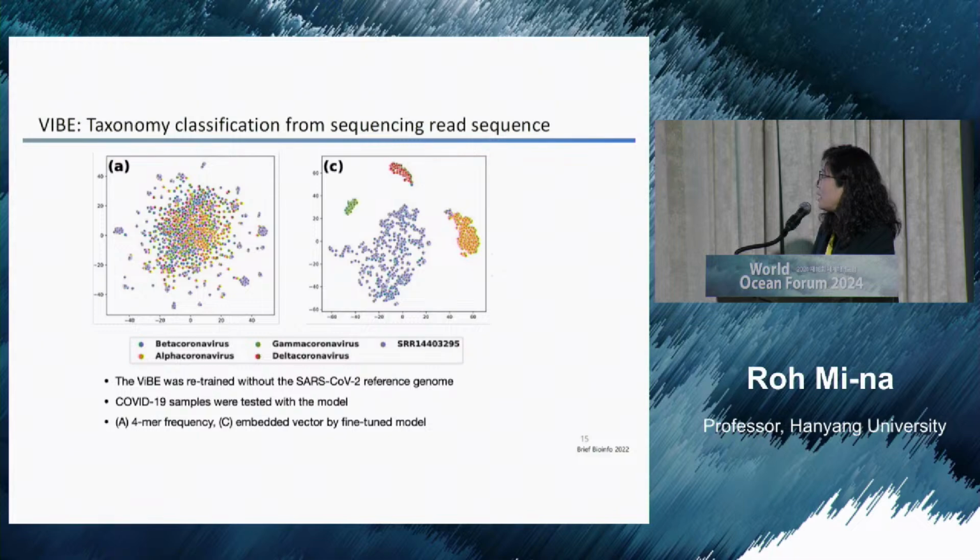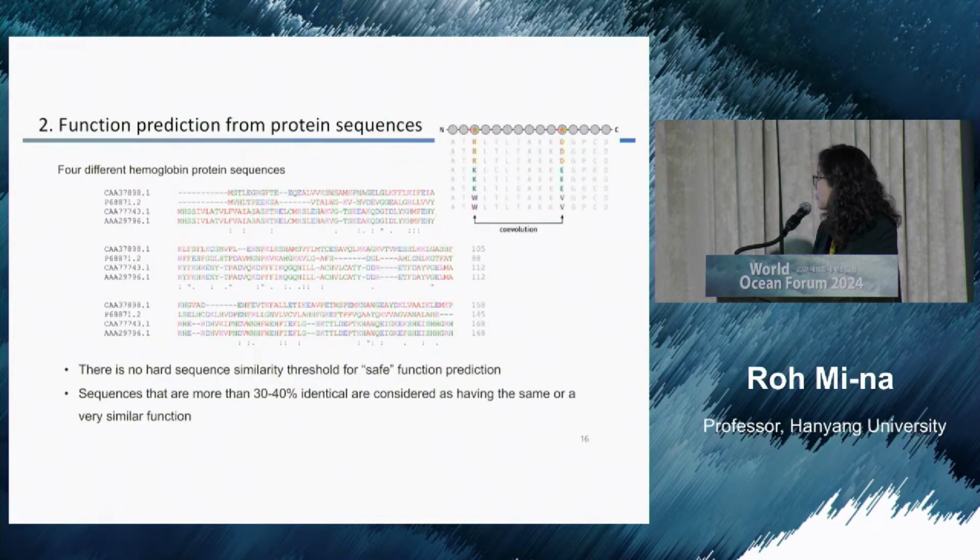If the interrelationship between the reads is not identified, but the algorithm has been trained using viruses, for example, coronavirus, and we put in the COVID sample, then the algorithm can tell that there is a similarity between the sample and beta COVID virus.